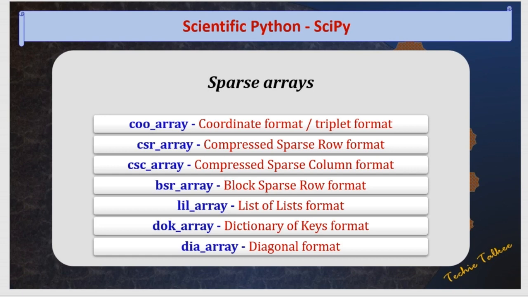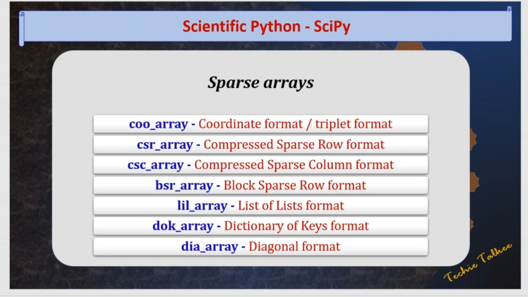In SciPy, we have 7 different types of sparse arrays. They are the coordinate format, the compressed sparse row format, the compressed sparse column format, block sparse row, list of lists, dictionary of keys, and the diagonal format. We are going to look at each of them in detail.